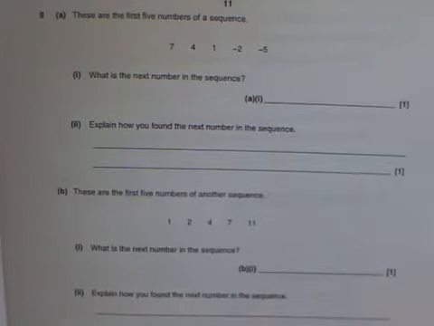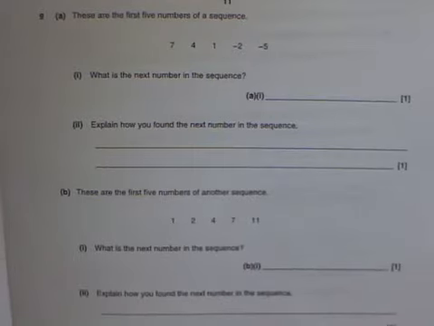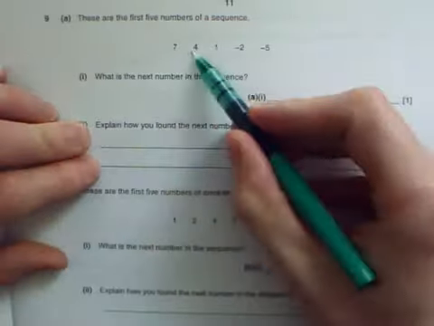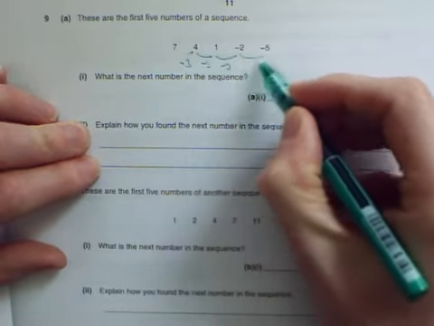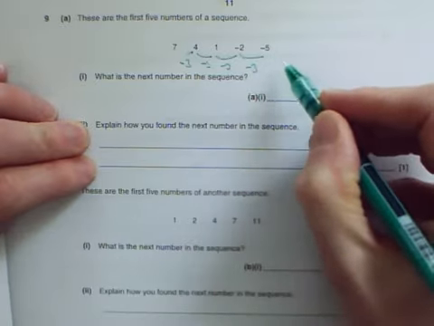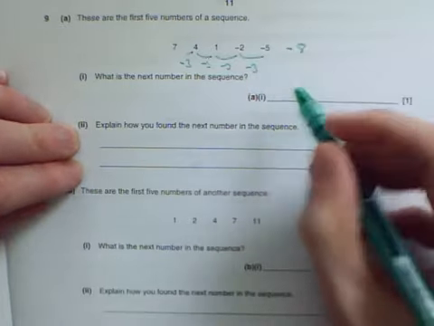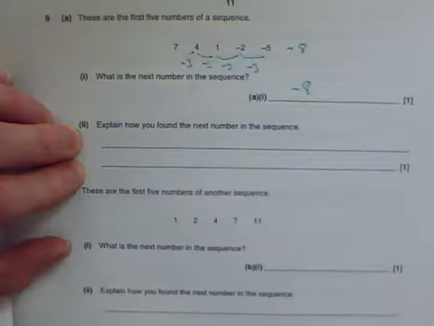These are the first 5 numbers of a sequence. What's the next number in the sequence? Okay, with any sequence ones, it's just about what's going on. So that's take 3, take 3, take 3, take 3. 3 less than minus 5 will be minus 8. What's the next number? Minus 8.